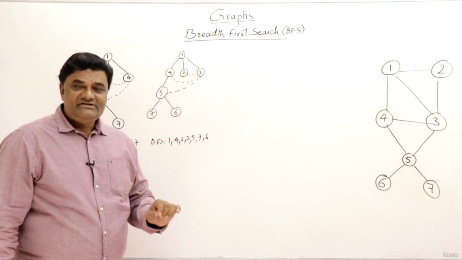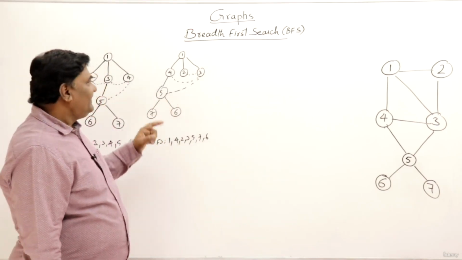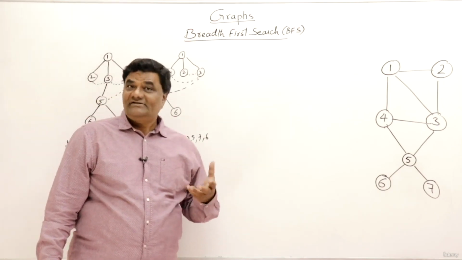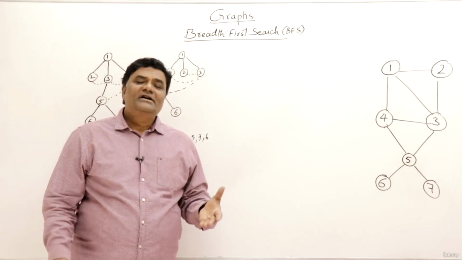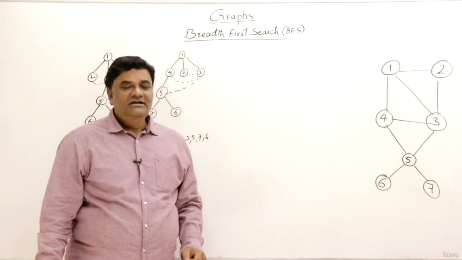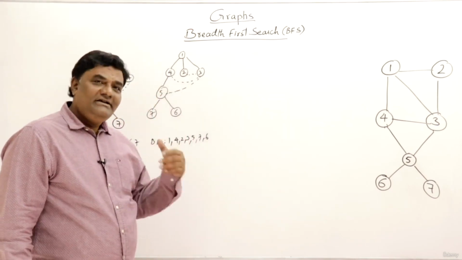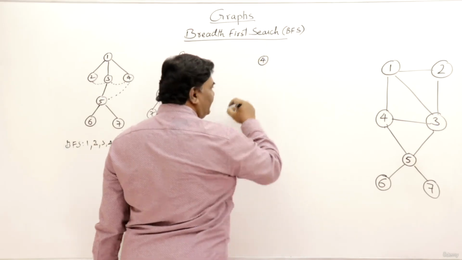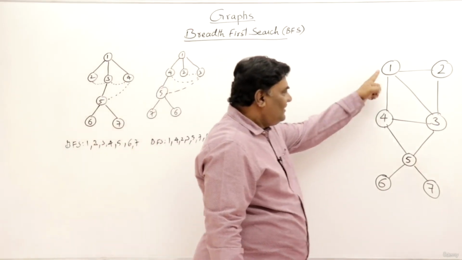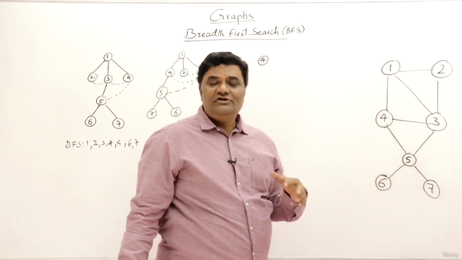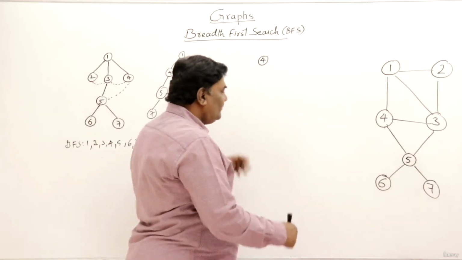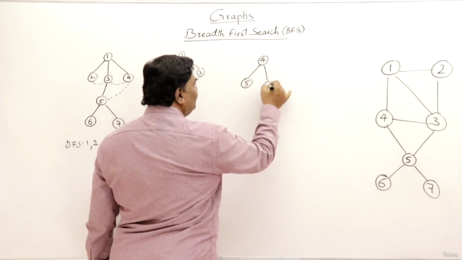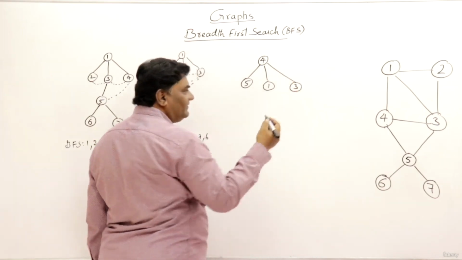This is over. Next. Who is the starting vertex in both these trees? 1. Is it necessary that you start from vertex 1 only? No. You can start from any vertex you like. Shall I start from vertex 4? Yes, you can start from 4. So I will draw it. 4 is the starting vertex. Who are adjacent to 4? 1, 3 and 5. In which order can I take them? I can take them in any order. So first I will take 5, then 1, then 3.